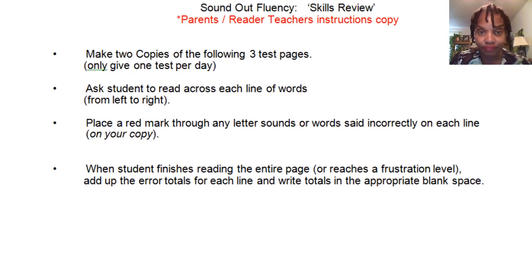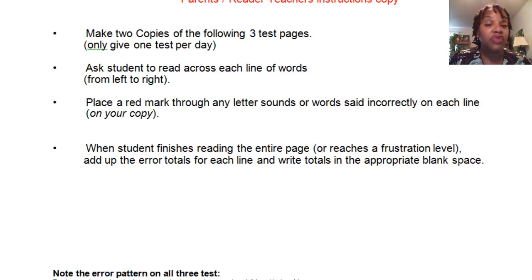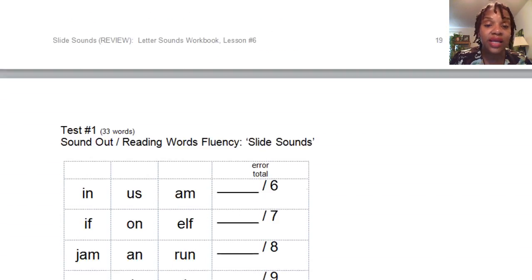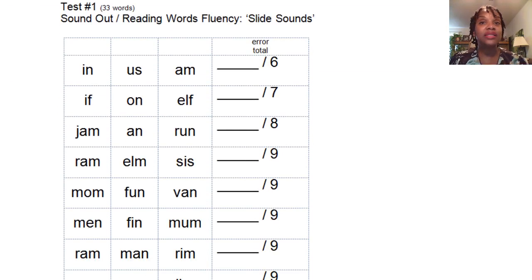All right, now this is something for all the parents and reader teachers in your room, right? So now we're going to practice our sound out fluency. We're going to make sure that you can sound out or blend and slide one sound to the next and read these words, slide these sounds, just like that, right? So for parents and reader teachers, for the following three pages, you're going to make two copies, and you're going to listen to your child as they go across and sound out each word, right? And if they're having any difficulties or any challenges with the sound, you're going to mark them and then go back through and practice, all right?